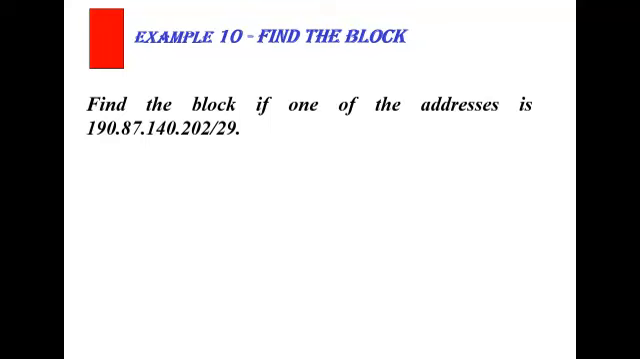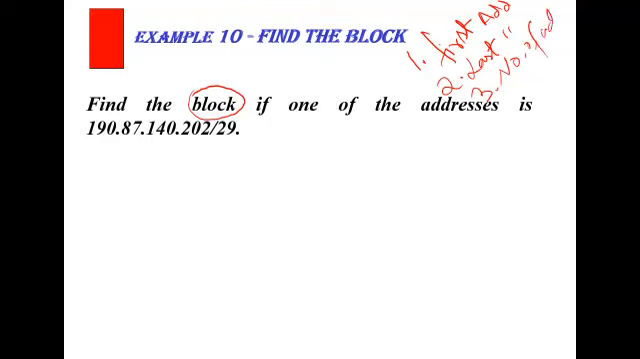In such type of question, when only the word block is used, then you have to find out three things. Number one, first address. Number two, last address, and number three, total number of addresses in a given block. In previous examples, we have seen them specifically mentioned: first address, last address, or number of addresses. We can handle it separately. Now, a simple question is there: find out the block. So one by one, we will find each and every thing, 1, 2, and 3.